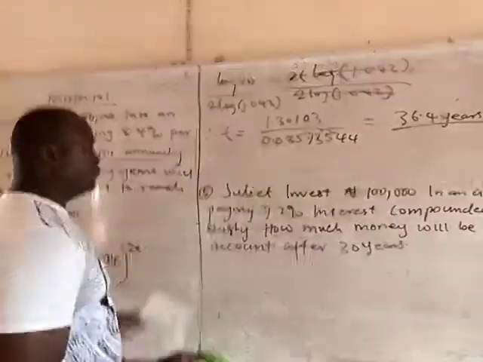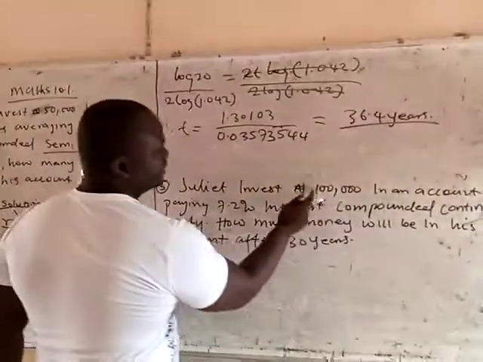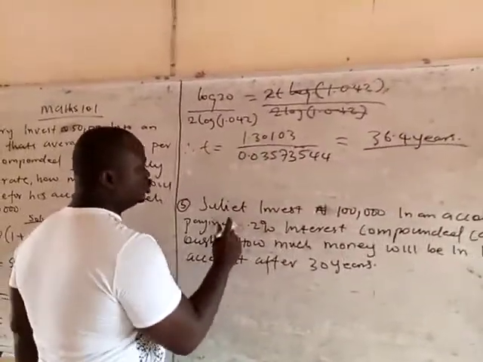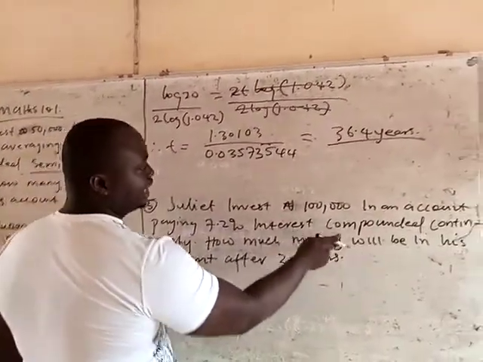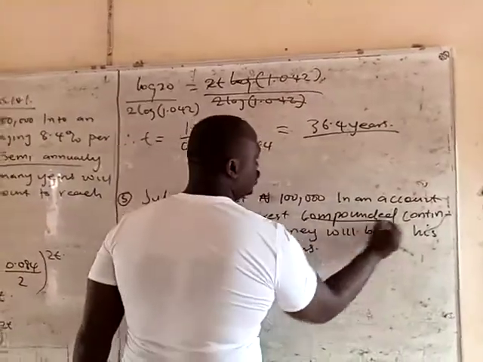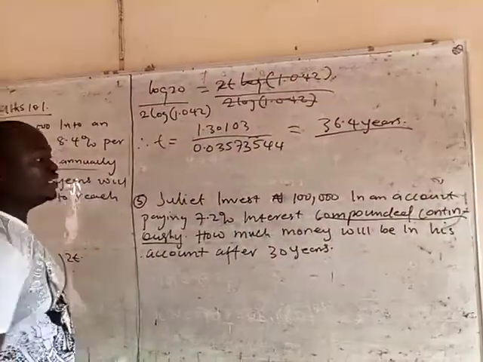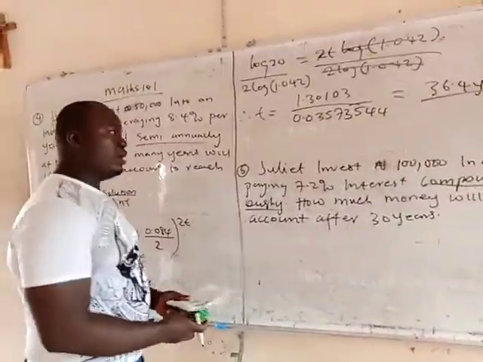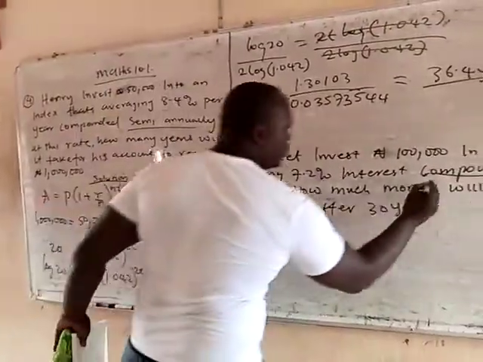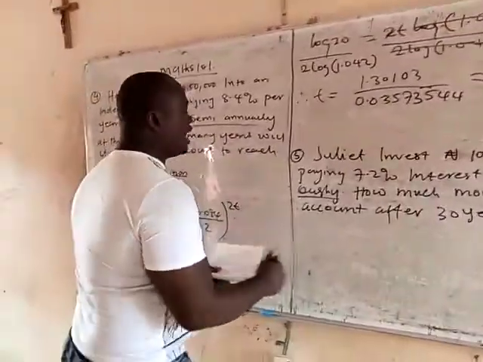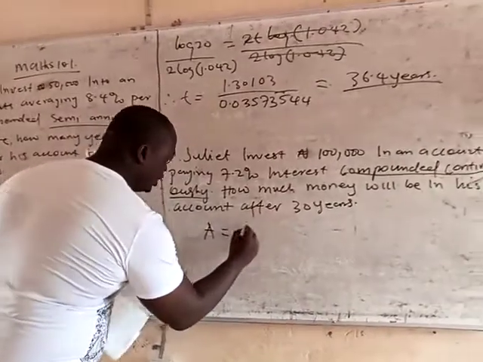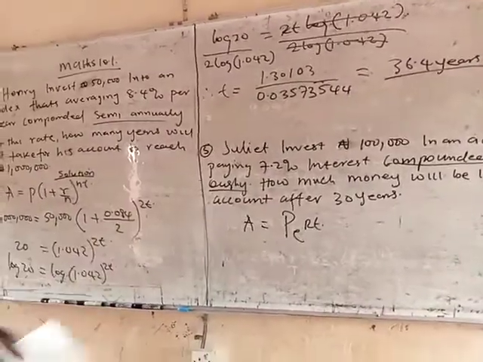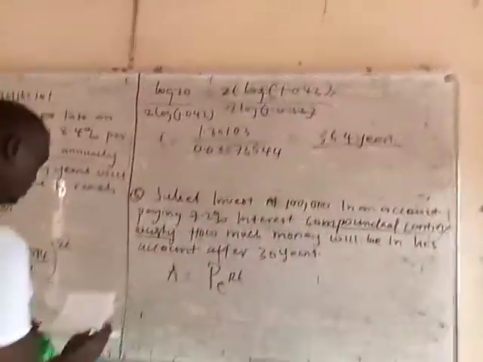So we have a beautiful example here. Juliet invests 100,000 into an account, paying 7.2 interest, compounded continuously. I already gave you a formula for this. This is a keyword. And in this one, remember, we're not going to use this formula because of this keyword, compounded continuously. So what I'm going to use is what? A is equals to P exponential what? R what? T. Because of that keyword. I said it at the beginning of the video.